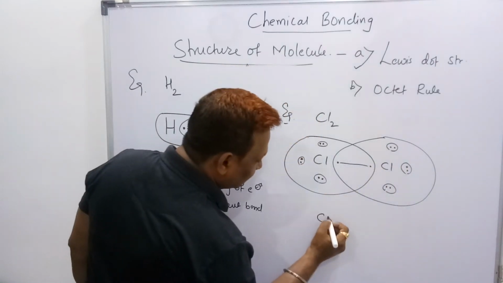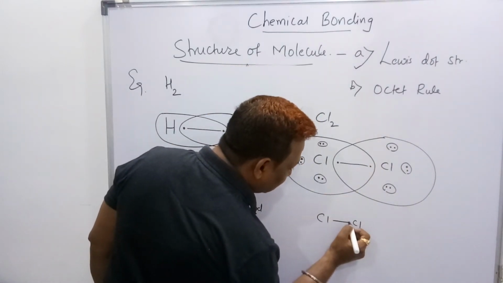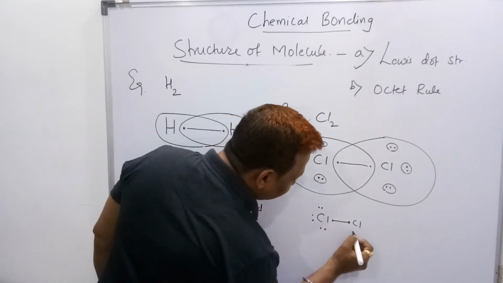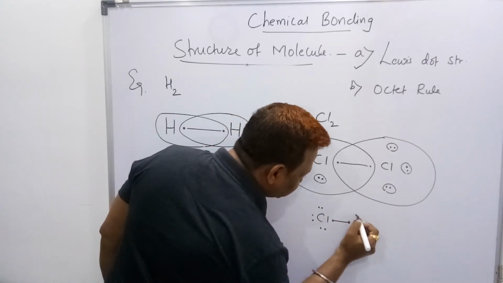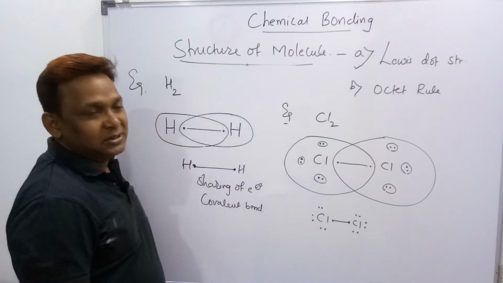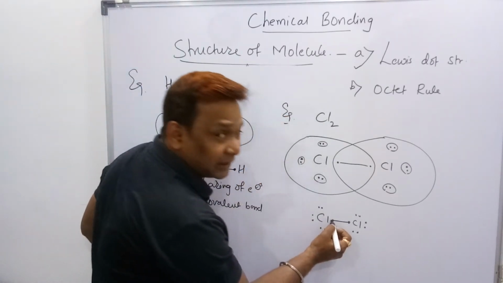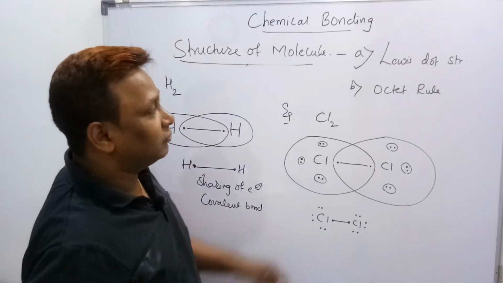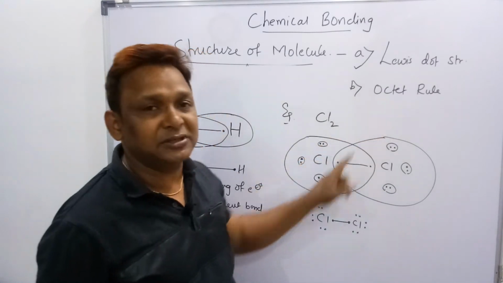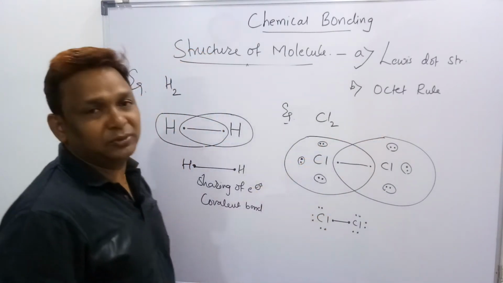You can check it here, the chlorine atoms are sharing their electrons to complete their octet, and we know that the bond which is formed by sharing of electrons is called a covalent bond. So here each chlorine atom is acquiring the octet configuration. So what is the concept we use? First we have drawn the Lewis-Dot structure and then we have checked it with the octet rule, and this is the structure of the molecule.